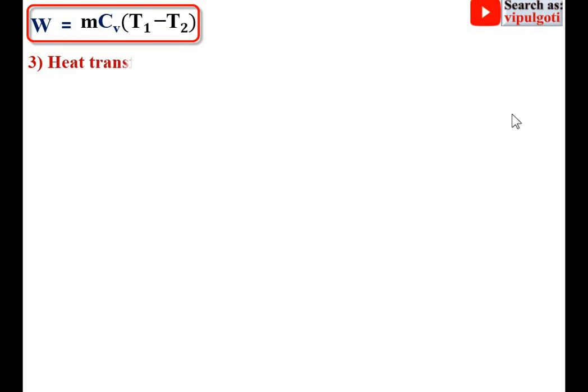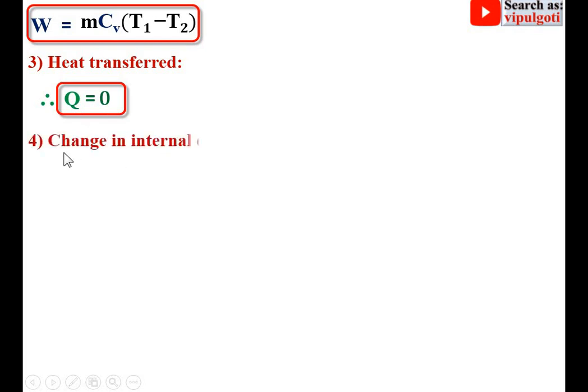Now next, third one, heat transfer. So as you know that during the adiabatic process, heat transfer is always 0. And you need to remember this because it is a very important relation for the adiabatic process.